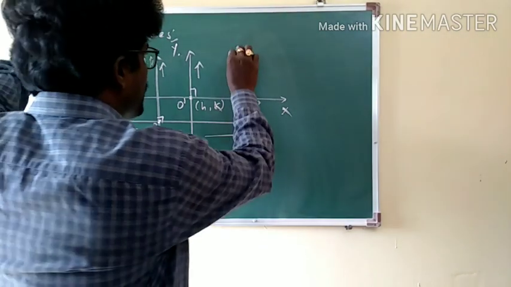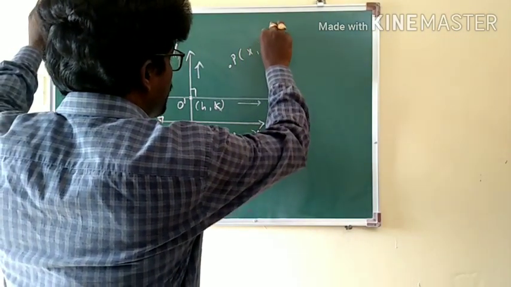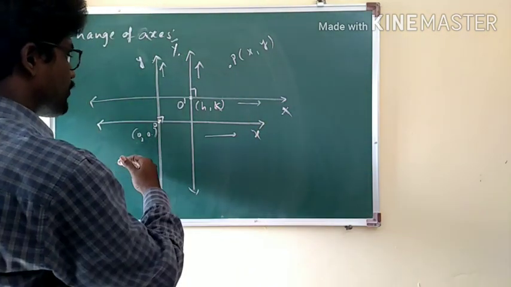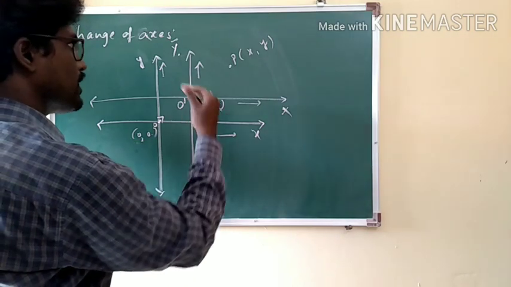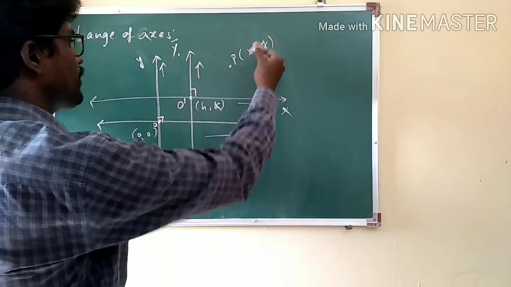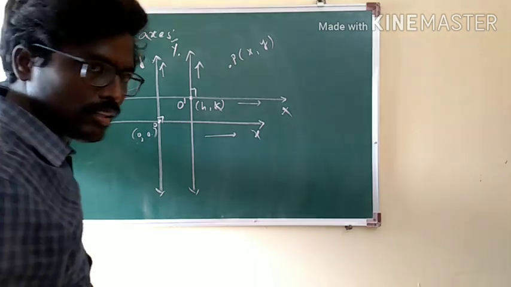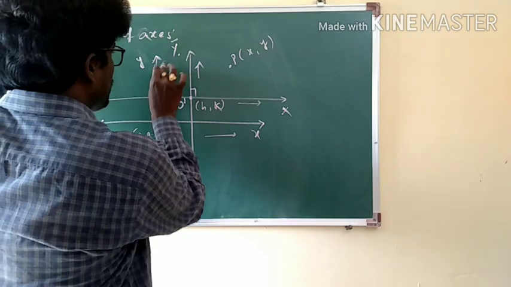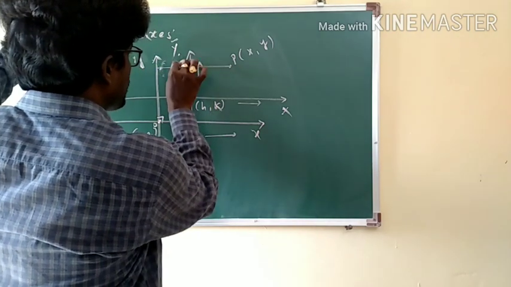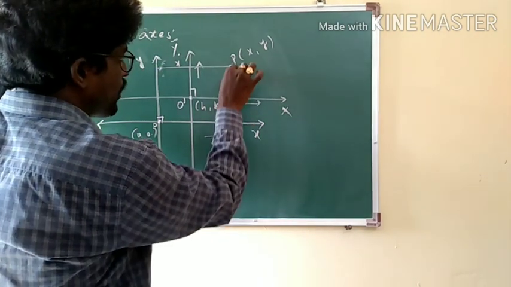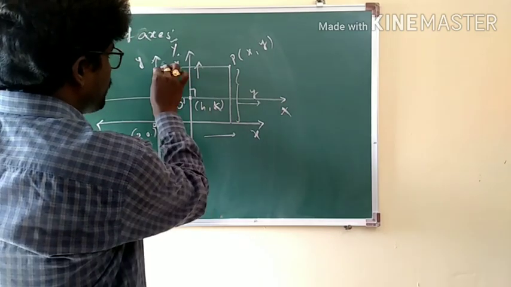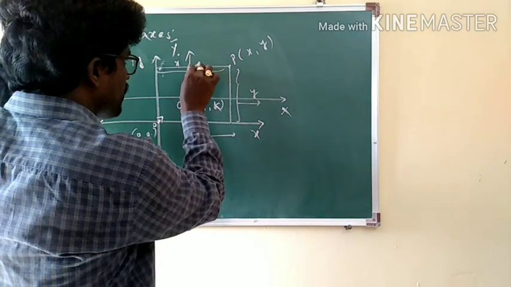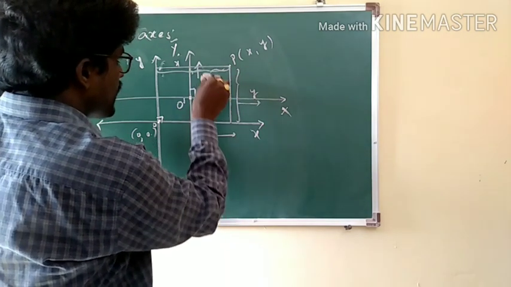The point P(x, y) I am taking with respect to the old axes. Definitely, when you shift from (0, 0) to (h, k), there will be a change in the coordinates (x, y) with respect to the new axes. Why? This is of x units length, observe properly, this is of x units and this is of y units, and this is of h units length.